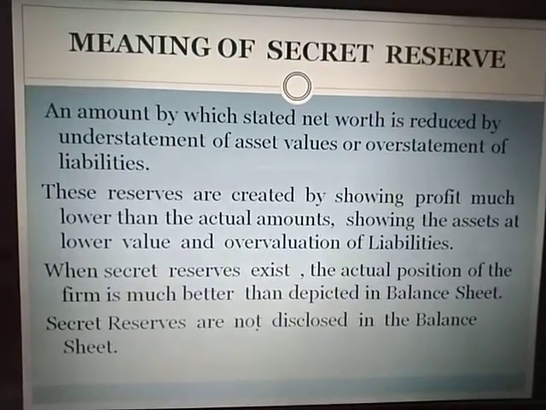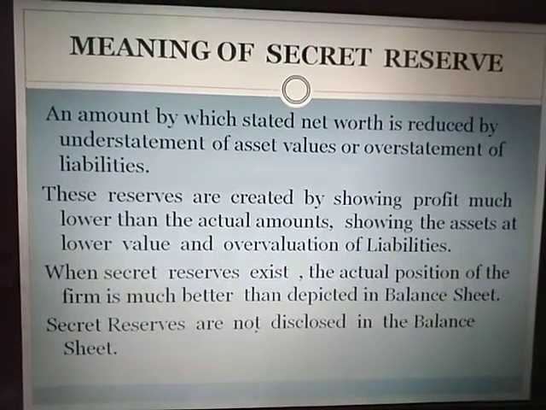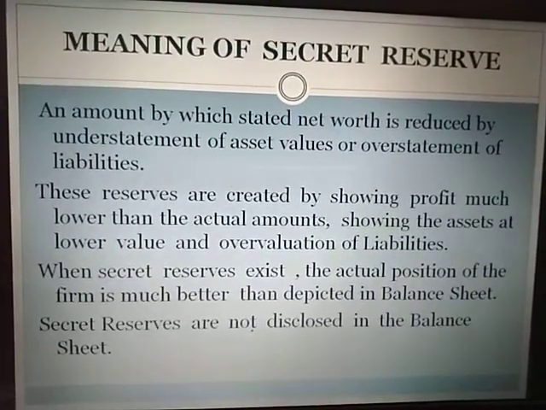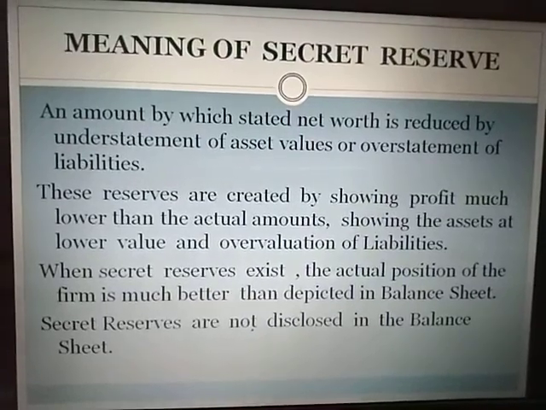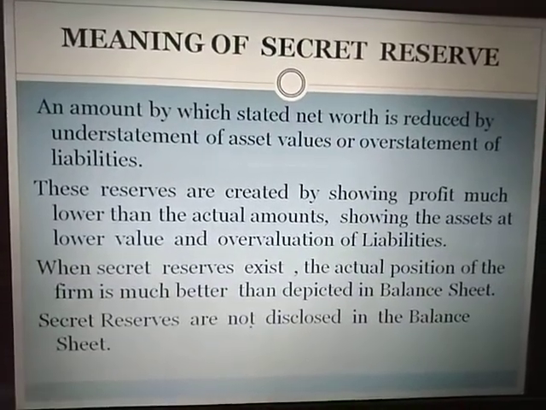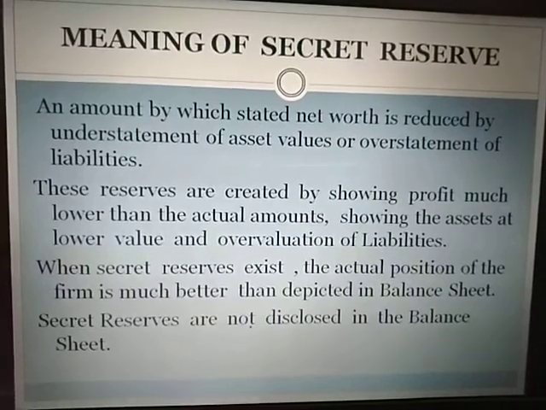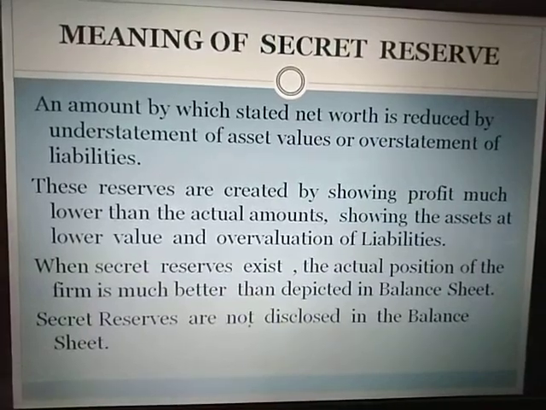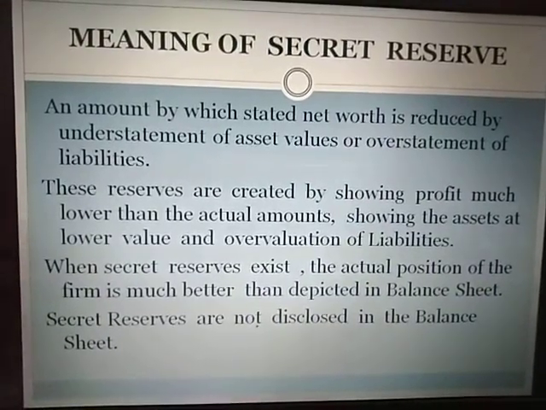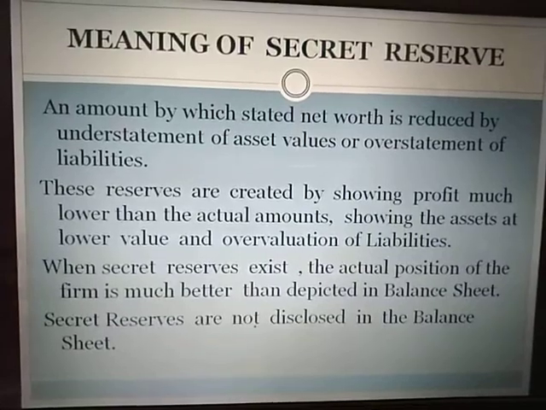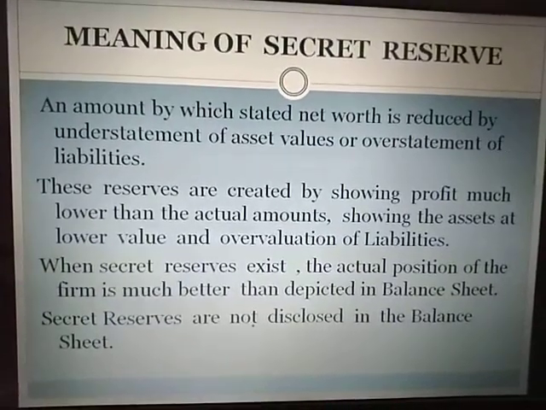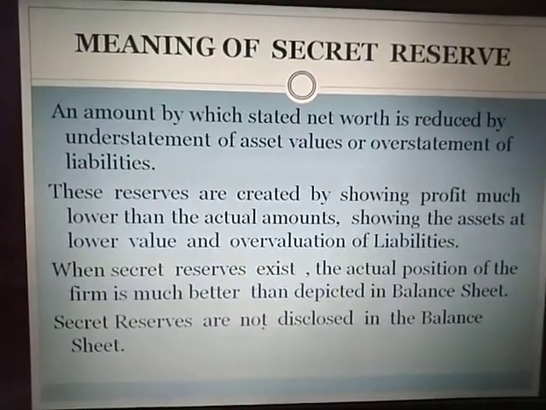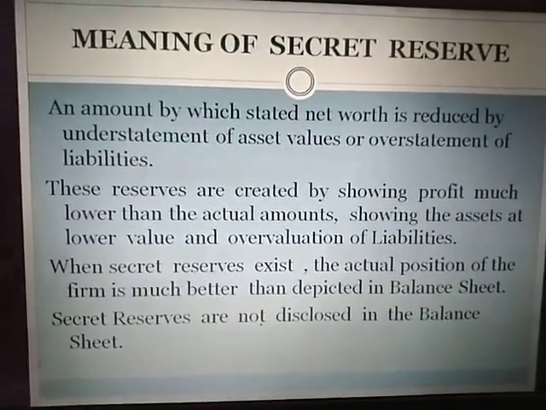Now what is the meaning of it and how is it created? So this reserve is created by showing the value of assets at a lower amount than the actual value, and showing the liabilities at a higher value. So if we are showing the liabilities at a higher value, that means we are saving money, and if we are showing the assets at a lower value, in that way also we are saving money. So this money saved from these activities can be kept as a secret reserve. Okay.